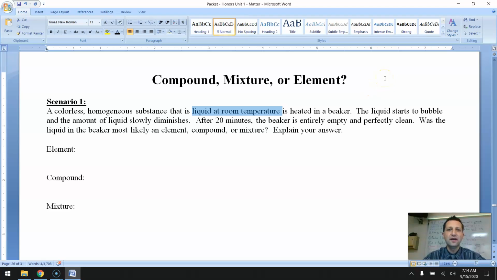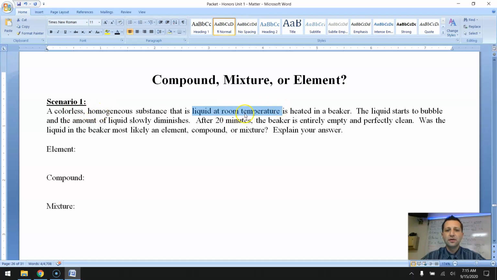There are only 2 of them, and I might have mentioned them in class. If not, I'll mention them here for you. The only 2 liquids at room temperature that are elements are mercury, and mercury is not red or blue like you might think from looking at a thermometer. Those are the newer thermometers. If you look at an old mercury thermometer, it is a silver gray color. So this cannot be mercury because it's not colorless.